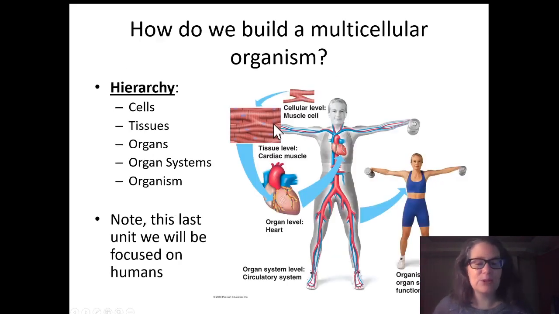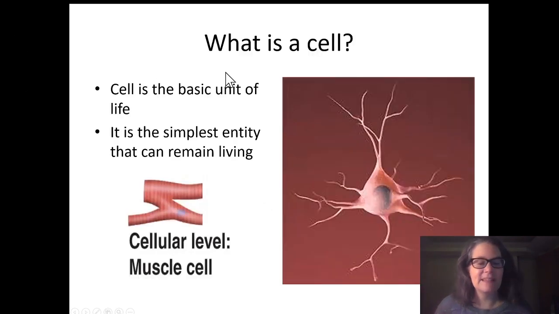I want to walk through the human body, and I want to talk about how we build a multicellular organism. So how do we go from cells all the way to you? And what are the baby steps that we need in order to build this larger multicellular organism? So I'm going to start at the top here, cells. We're going to talk about cells, tissues, organs, organ systems, finally building that multicellular organism.